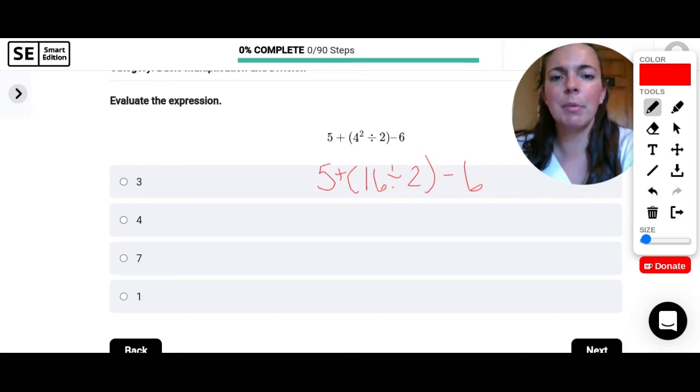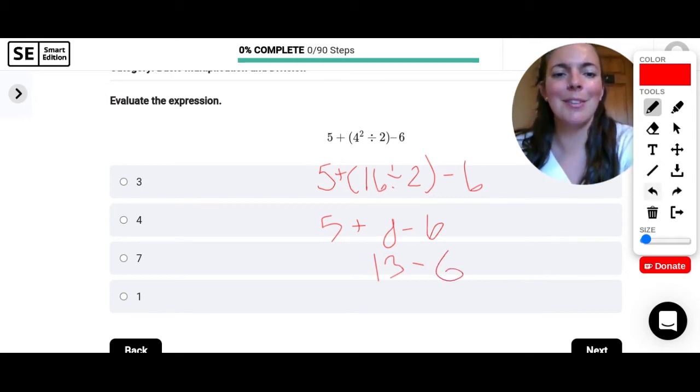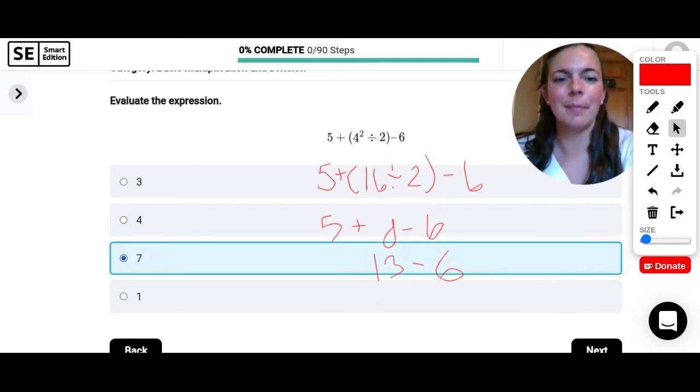So now I can work through my parentheses. 16 divided by 2 is 8. And then we have a minus 6. So now addition and subtraction, just work left to right. 5 plus 8 is 13. 13 minus 6 is my last step. So 13 minus 6. Okay, so 13 minus 6 will give me 7.